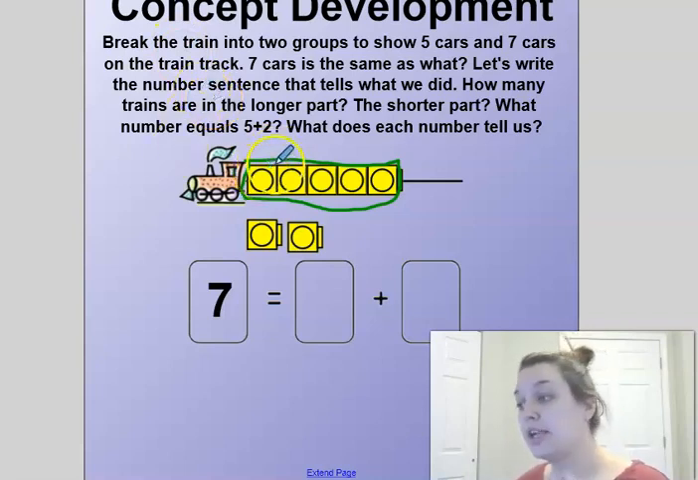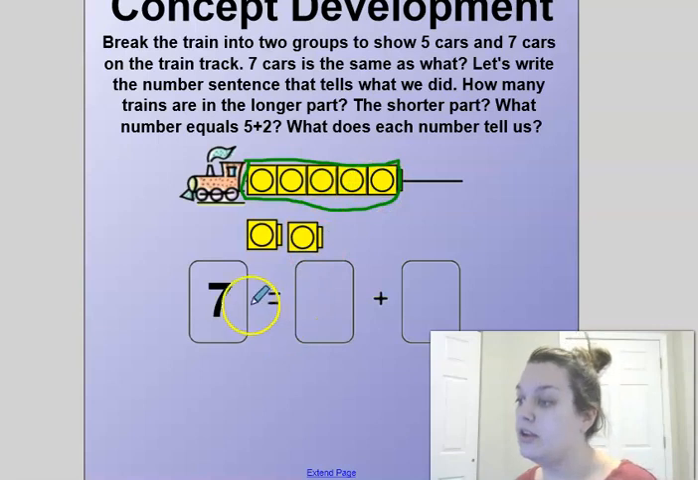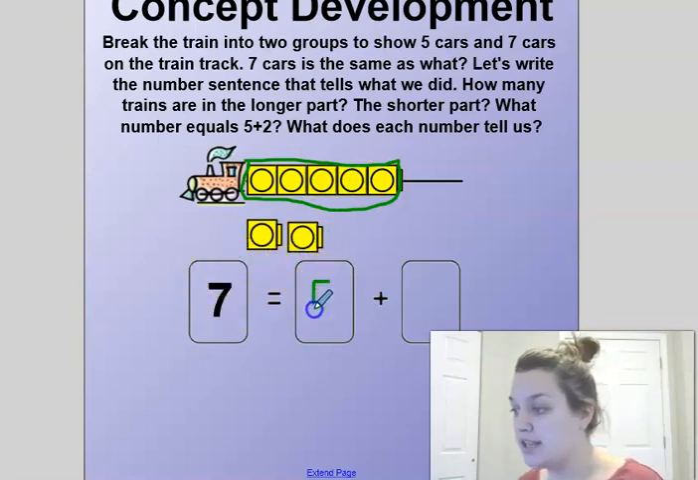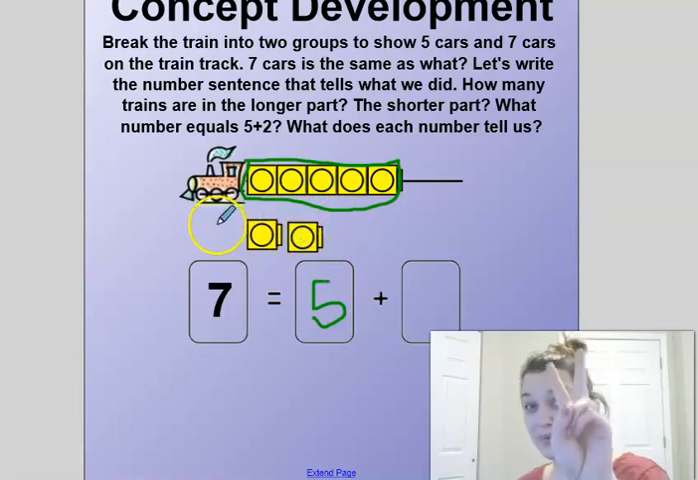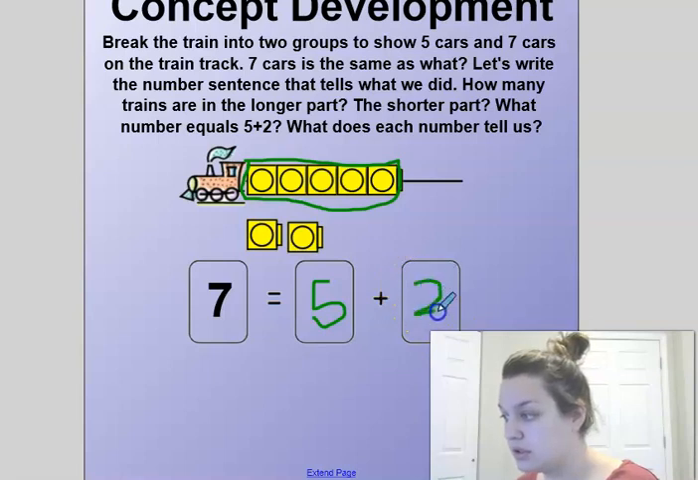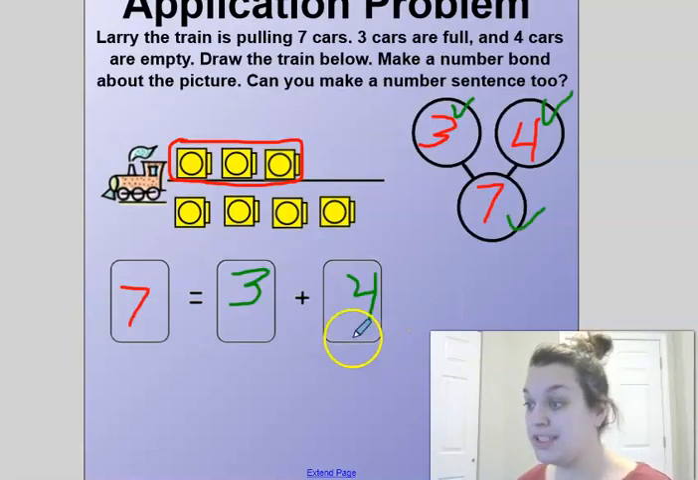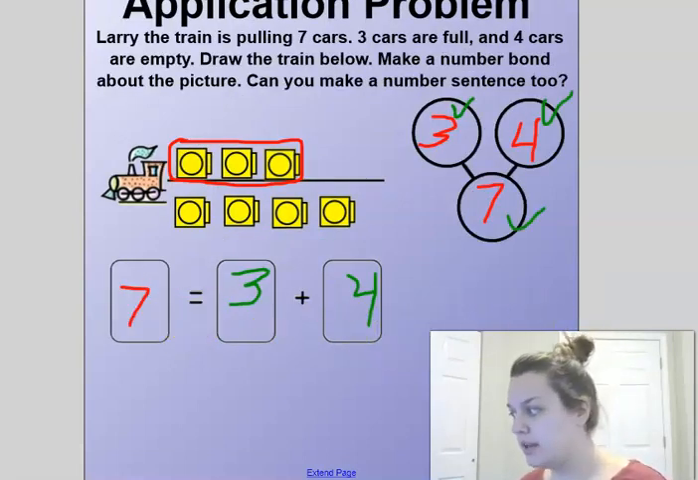So for the friends that need to recount, let's go do that. 1, 2, 3, 4, 5. So we have 7, which is our whole, equals our part, which we just said is 5. What's our other part? 2. Very good. 1, 2. Great job. So on our last problem, we said 7 equals 3 plus 4.